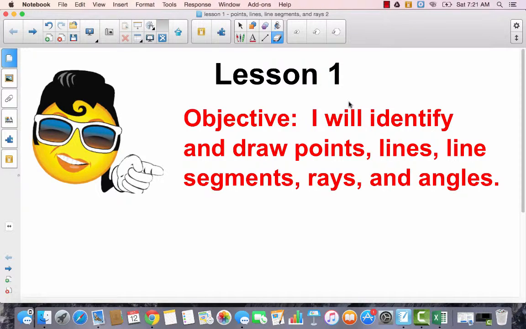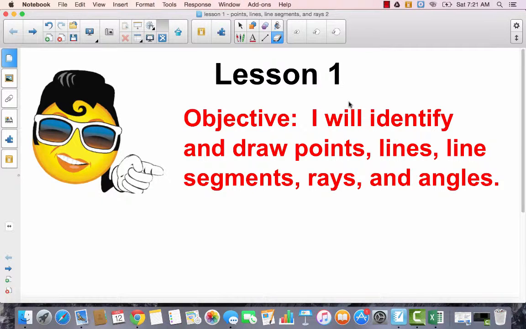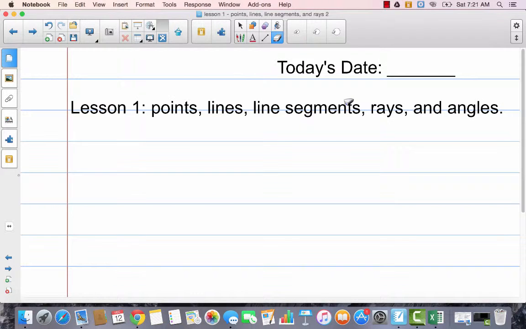Lesson 1, I will identify and draw points, lines, line segments, rays, and angles. So today we're going to switch to an entirely different module, and in this lesson we're going to talk about some geometric figures. And remember that identify means that you're going to be able to recognize that figure, and obviously you already know what draw means.